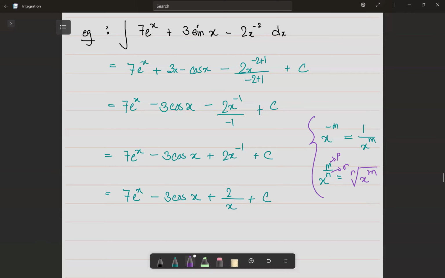Other than that, for trigonometric or exponential integration, you do not have to worry much. These are the simple forms that you can easily do the sums in. With this, we are done with covering the exponential and trigonometric integration. In the next one, we will learn more about word problems, simple word problems.